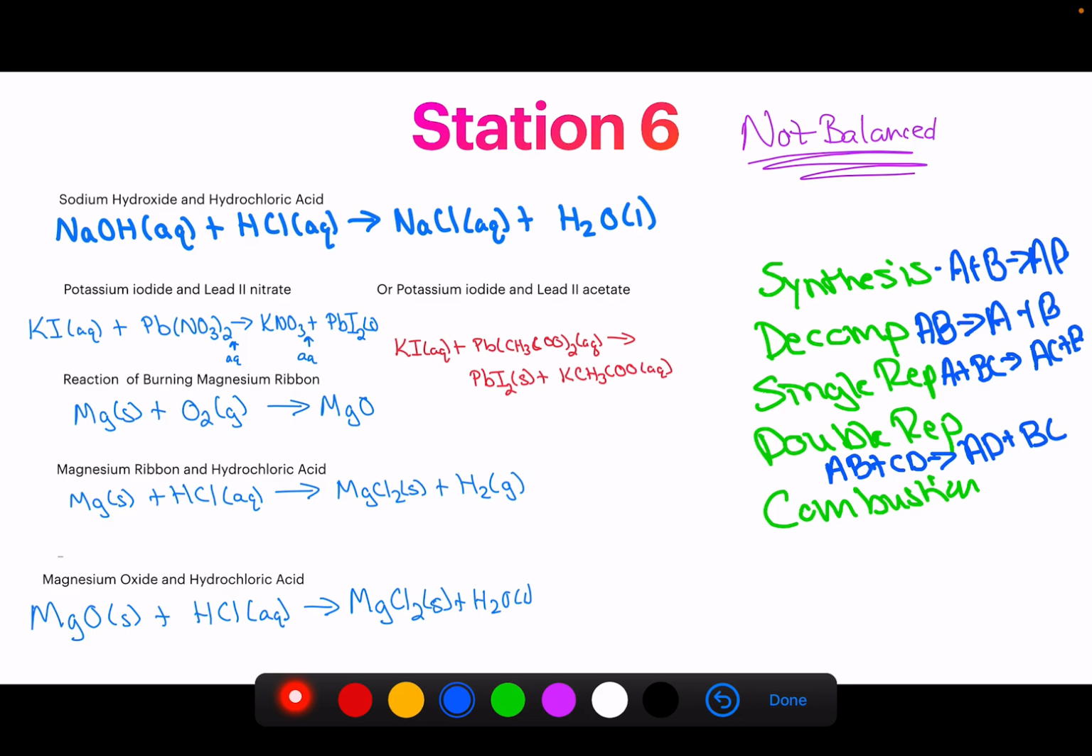combustion is a hydrocarbon, which can be also plus oxygen yields H2O and CO2 as long as it's complete. So don't forget you do need to balance your equations.